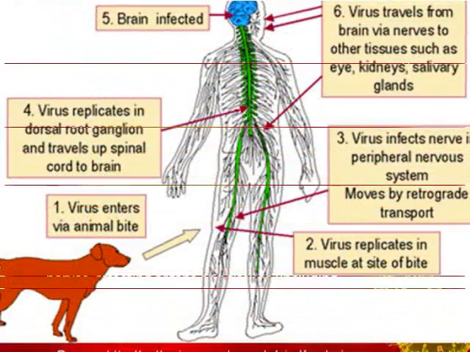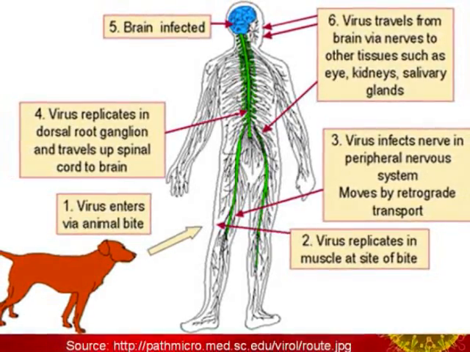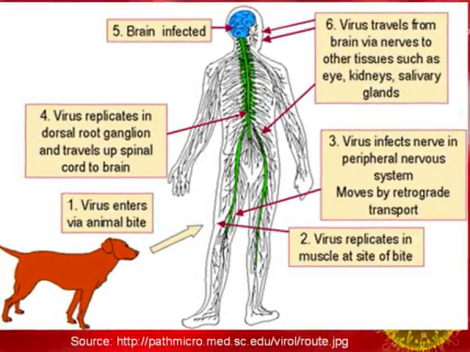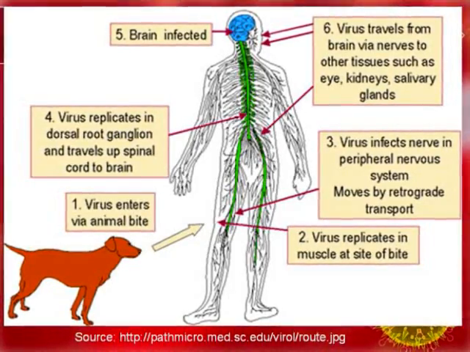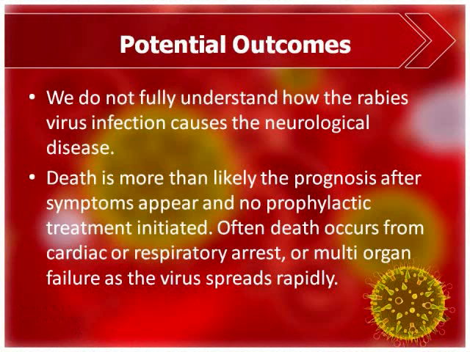Once invasion of the CNS occurs, the virus will continue to spread outward to autonomic and sensory nerves, affecting organs and tissues, including salivary glands, where the virus can be excreted into saliva. While we understand the spread and transfer of the virus from wound entry to brain and spinal cord, we do not fully understand how the rabies virus infection causes the neurological disease. However, it is known that death is the most likely prognosis.